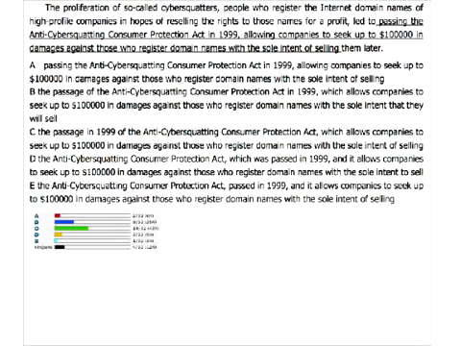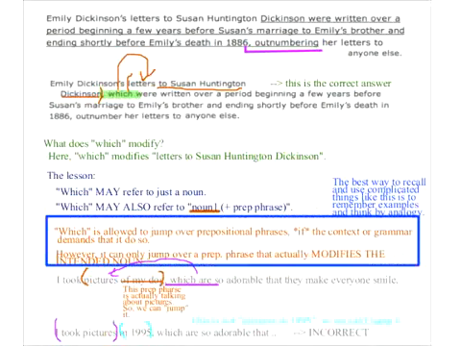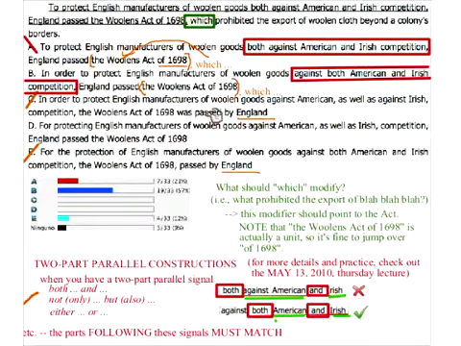Okay, anyway, let's talk about this "which" versus this "which." Remember what we said about this kind of thing. If you say, "I took pictures of my dog," then pictures of my dog are actually a thing. Just like letters to Susan Huntington Dickinson are something. There are a bunch of letters to this person. These are a bunch of pictures of my dog. This was the act of 1698. These are all actual things: noun plus prepositional phrase as a unit.